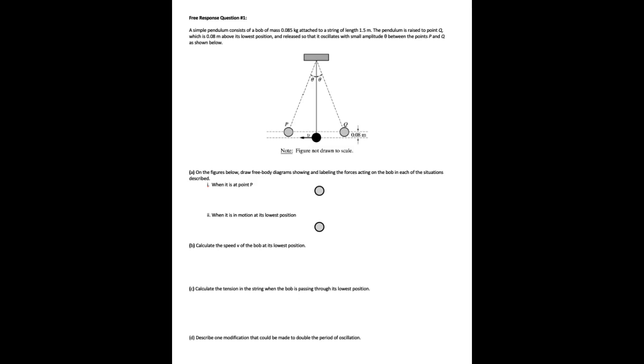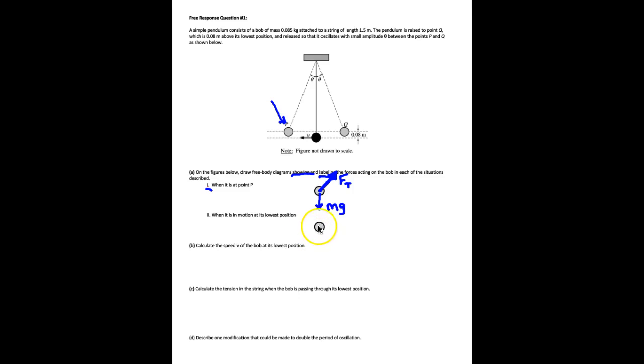On the figures below, this is part A, draw the free body diagram showing and labeling the forces. So I have to draw them in and I have to label them. And they want me to do it when it's at point P for little part 1. So I know that there's going to be a force up and to the left, and then I need to label that force. I'm going to call it the force of tension, Ft. There's also a gravitational force acting down. I can just call that one mg, or alternatively I could call it F sub g.